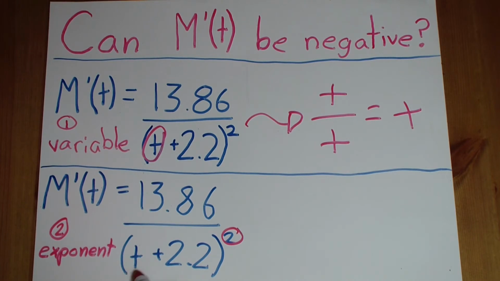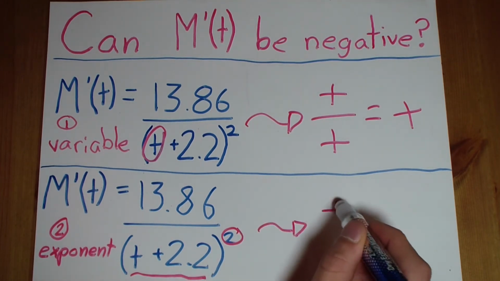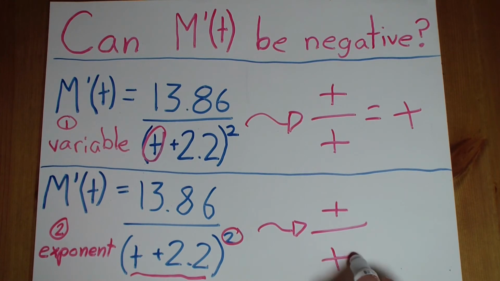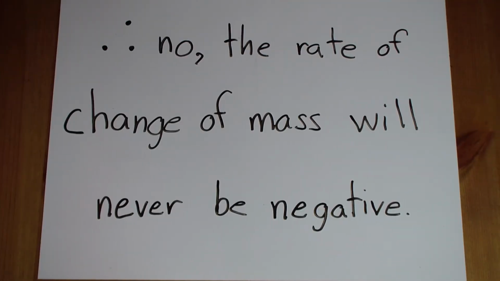Even if this bracket somehow managed to be negative, it will multiply by itself and again become positive, resulting in a positive divided by a positive, therefore a positive answer. Therefore, no, the rate of change of mass will never be negative.